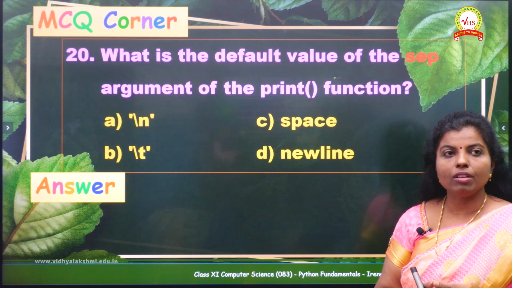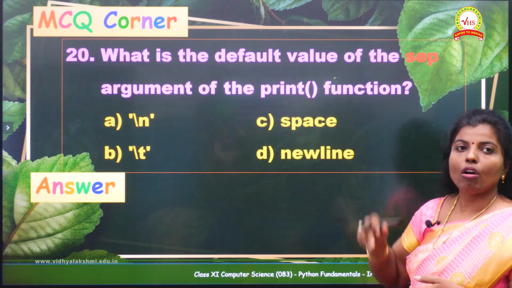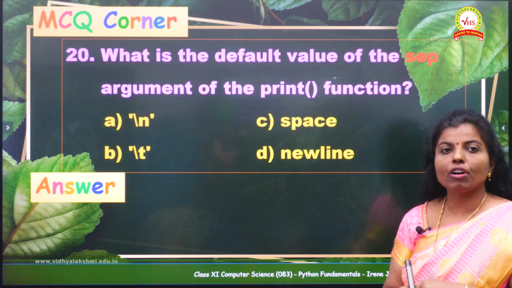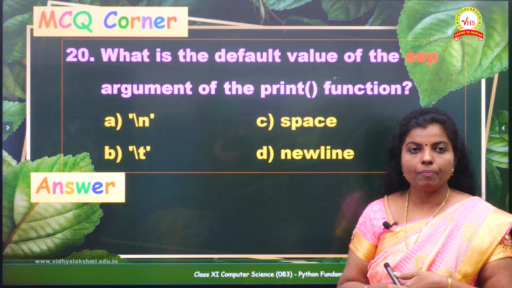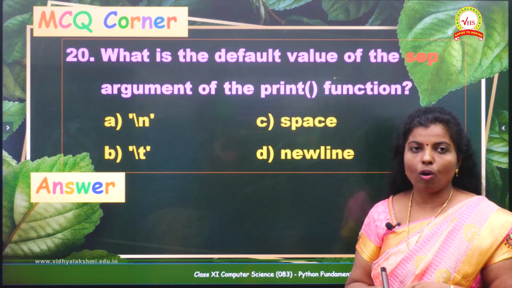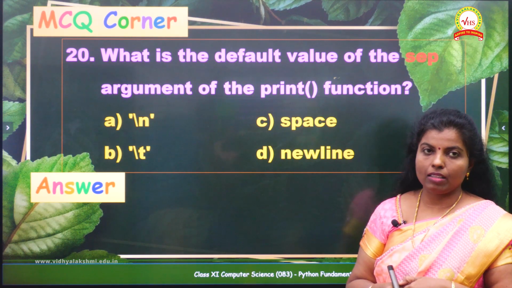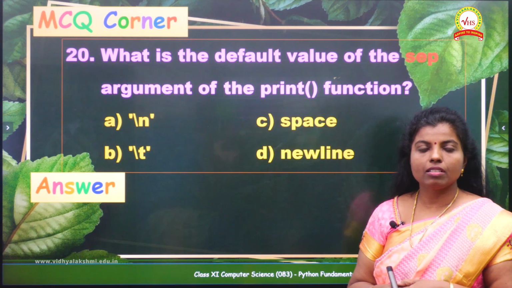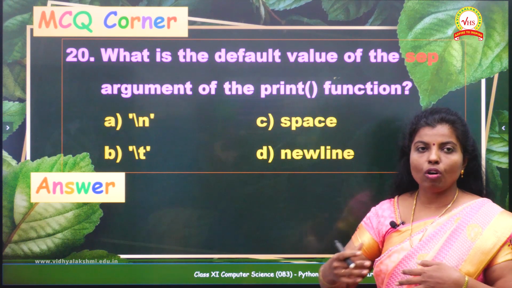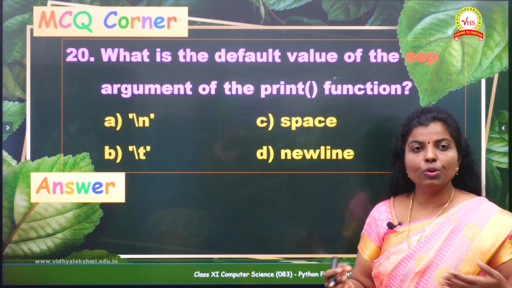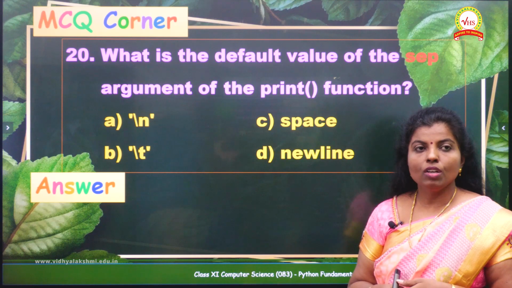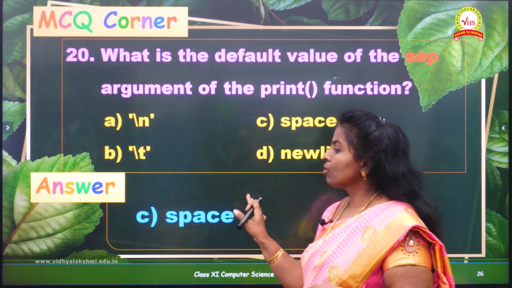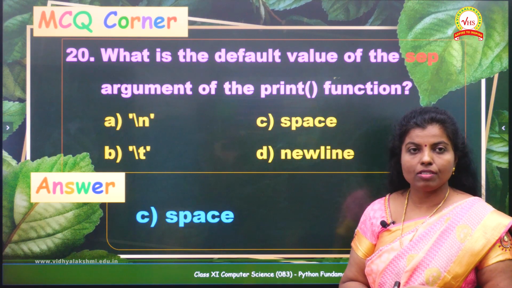Let us move on to the next question. What is the default value of the sep argument of the print function? We know that the print function is used to print anything on the screen. It has two optional arguments. One is sep and another one is end. The sep argument's default value is space and the end argument's default value is the new line character, or \n. So according to that, option C is the correct answer for us.